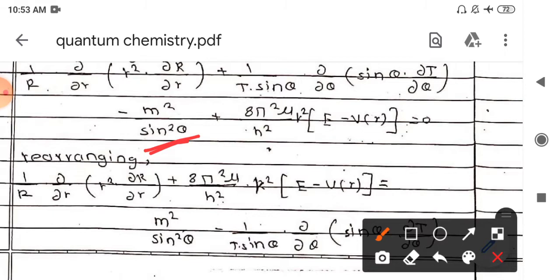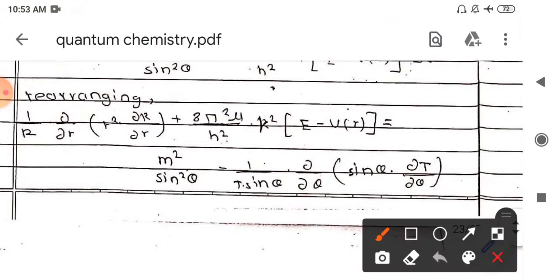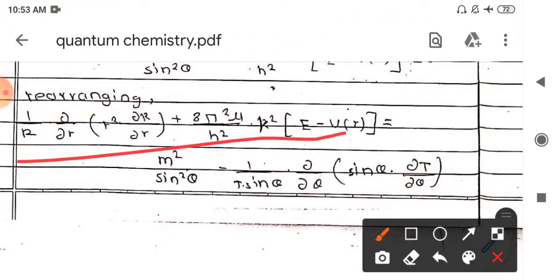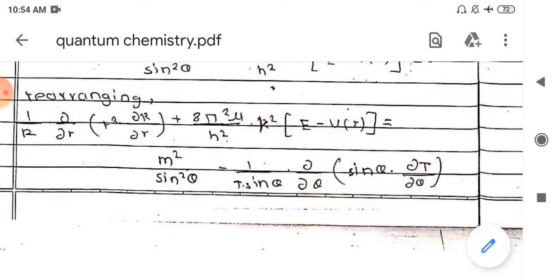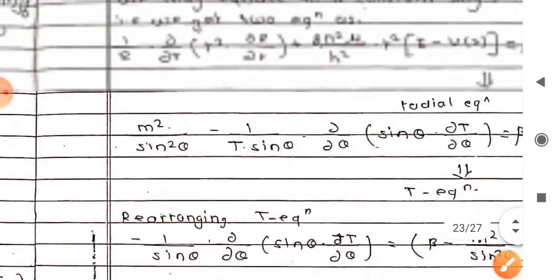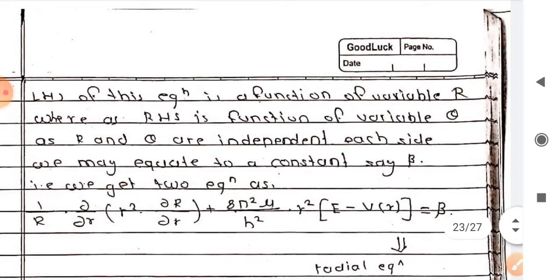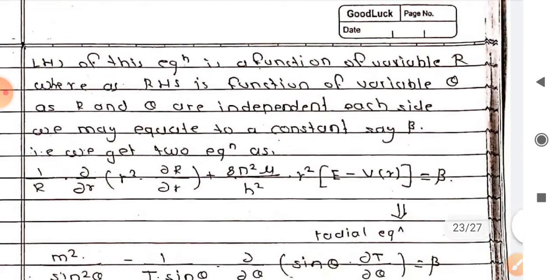So we have rearranged that equation as the R equation: 1 upon R d by dr of r square dR by dr plus 8π square ν upon h square into r square into E minus V(r), which equals m square upon sine square theta minus 1 upon Θ sine theta d by dθ of sine theta dΘ by dθ. Here r is the small r. So the left hand side of this equation is a function of the variable r.